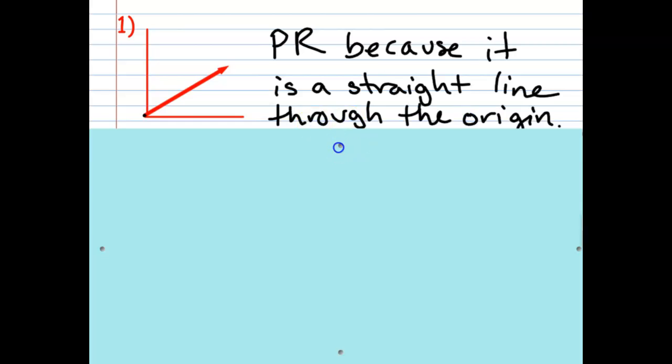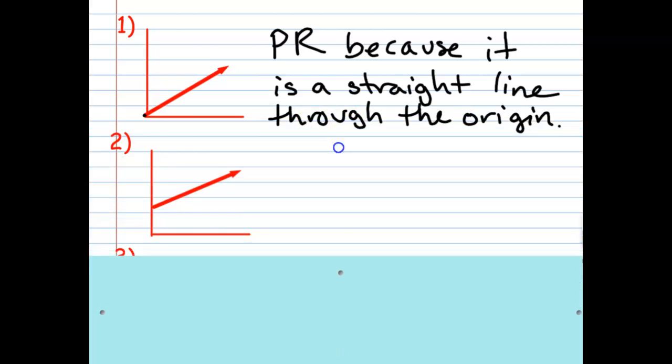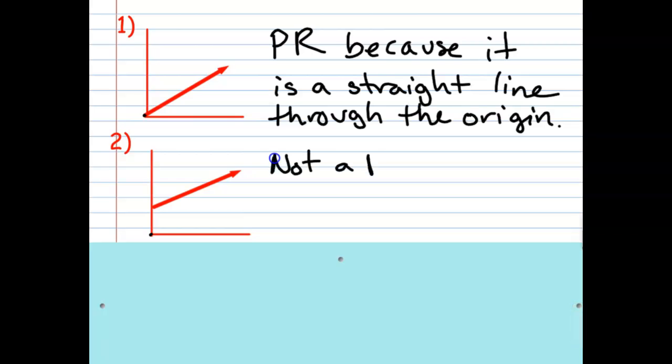Okay, let's try another one. Go ahead and pause and copy this thing down. All right, let's look at it. Is it a straight line? Yes. Does it go through the origin? No. Is it a PR? No. So we're going to say not a PR because why? Because it doesn't go through the origin.